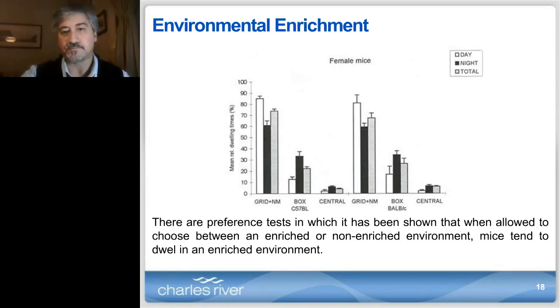Let me make it clear with this example here that animals seem to prefer an enriched environment. Right? So this is an experiment where they offer the animals a slightly enriched environment, like just the cage plus the grid and nesting material, or just simply the box, just the cage. So this is the dwelling time, and it is clear that the animals dwell more in the enriched environment.